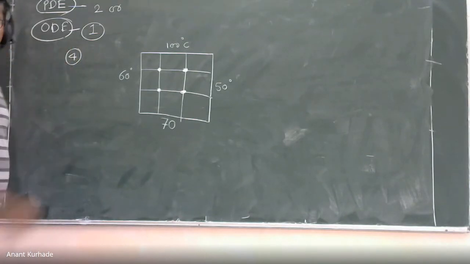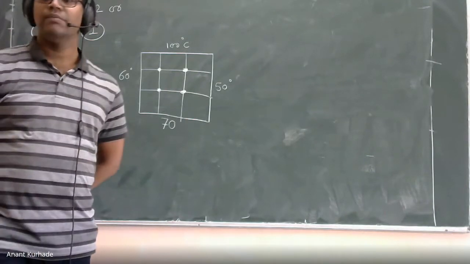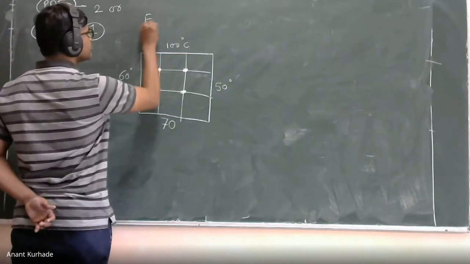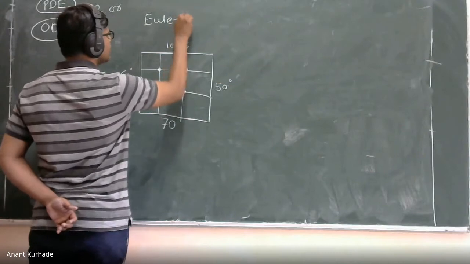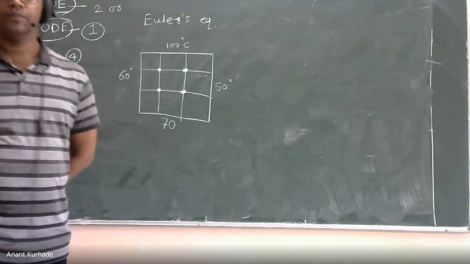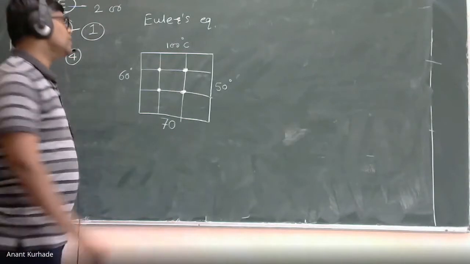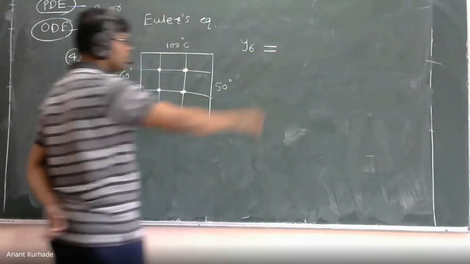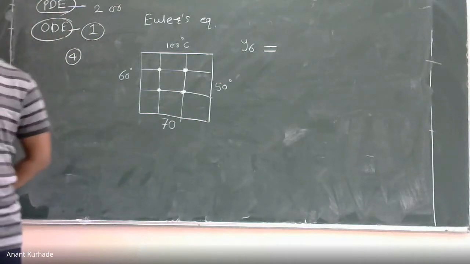That is Euler's equation. Can anyone tell me what is the formula of Euler's equation? Yes, simple. Euler's equation: y1 is equal to y0 plus h into f of x0, y0. Now tell me what will be the formula of y6?